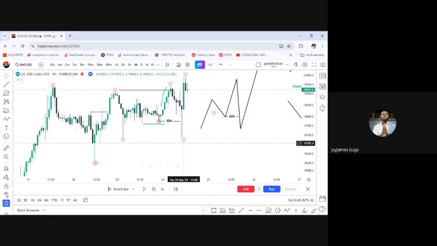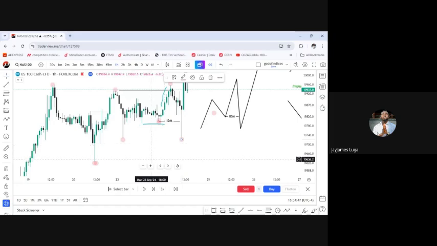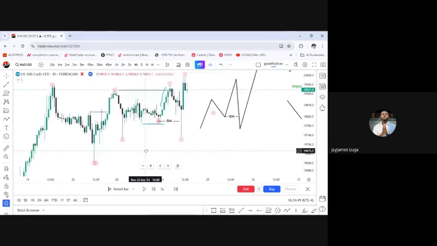I'm not going to talk about entry now. We're going to get into entry in our subsequent classes, but this is just for you to understand the concept of advanced market structure. So we can exit the replay.